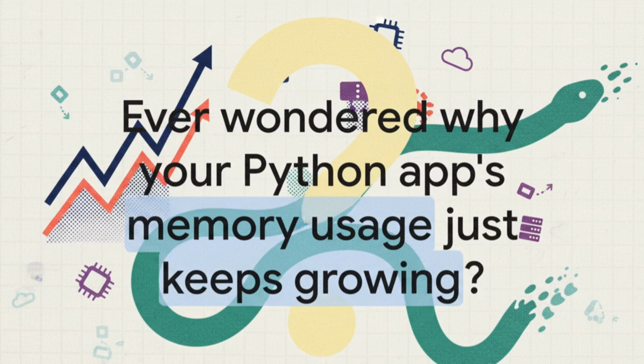You've got a service that runs for a long time, and you watch its memory footprint just creep up and up and up. You know objects have gone out of scope. You've deleted variables, but the memory that the operating system sees never seems to go down. And look, it's not just you. This is a classic Python mystery, and today we're going to solve it.